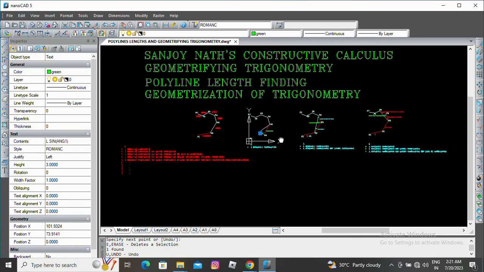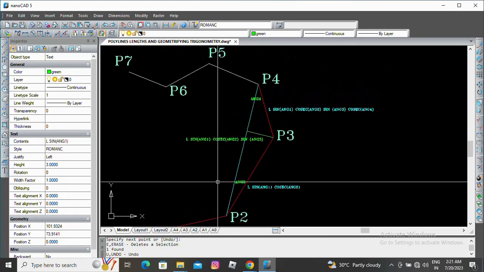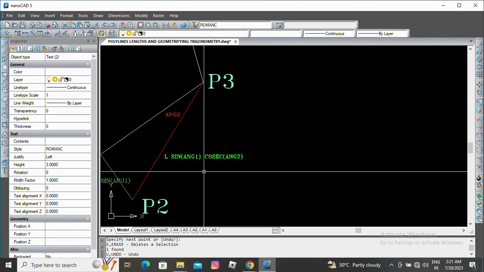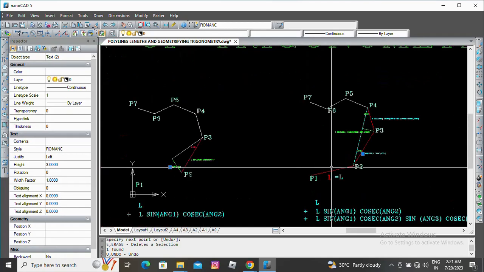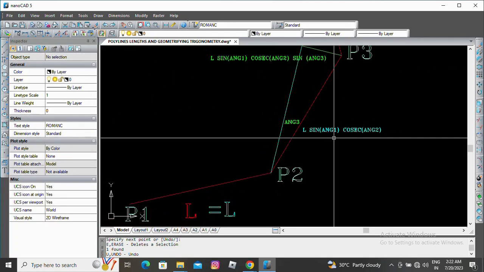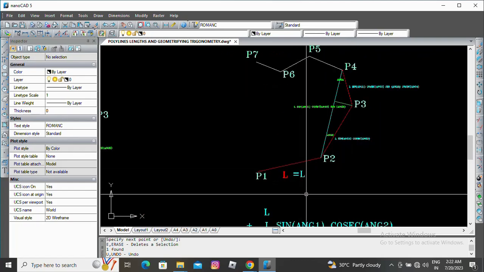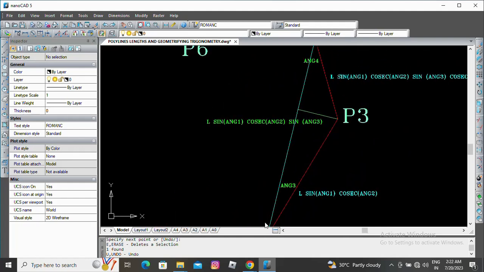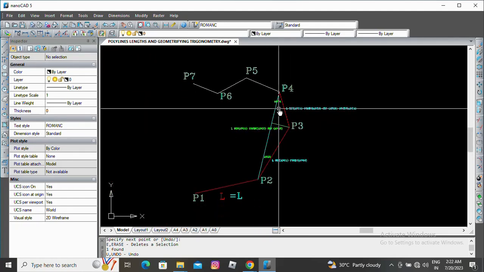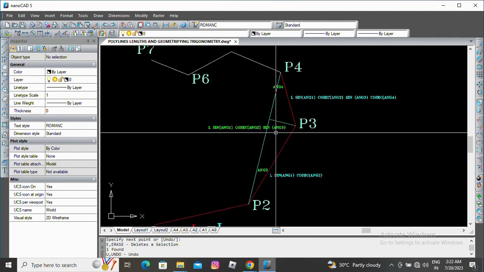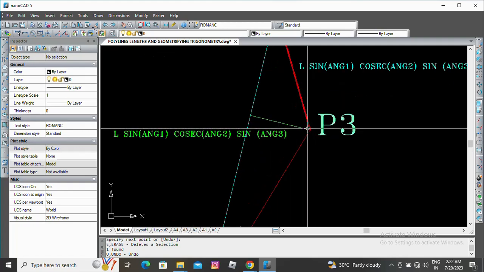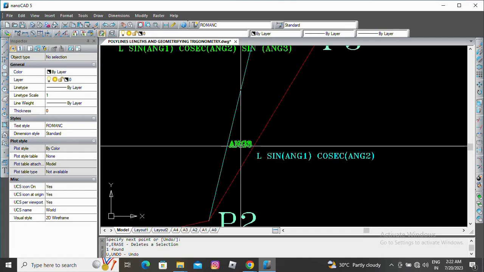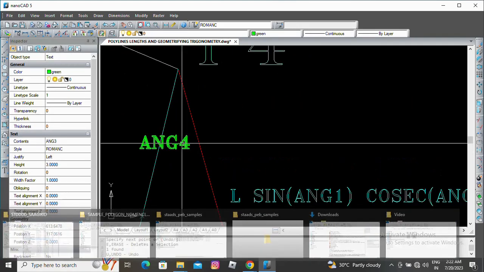In the same way, if we proceed here, this line segment was found in the previous step: L sine angle 1 cosec angle 2. Now if we take L sine angle 1 cosec angle 2, and forget the previous things, and construct P2 to P4, another line segment here, and then construct a perpendicular from P3 on this constructed line segment, then another angle 3 will form and angle 4 will form.